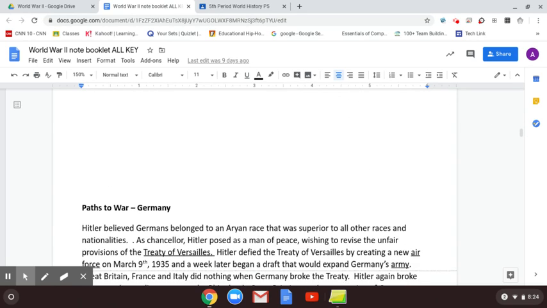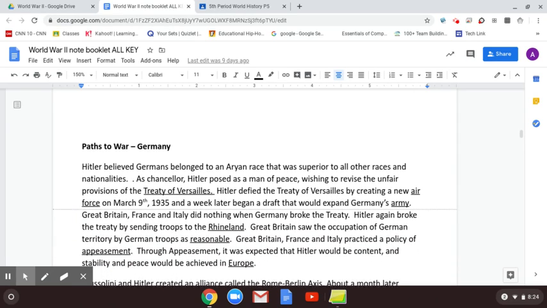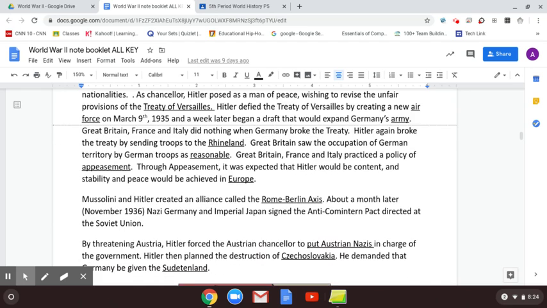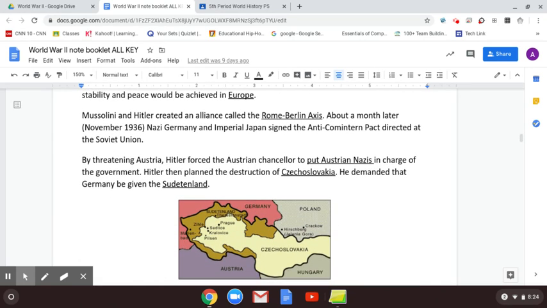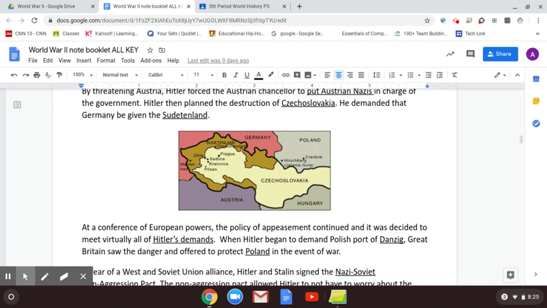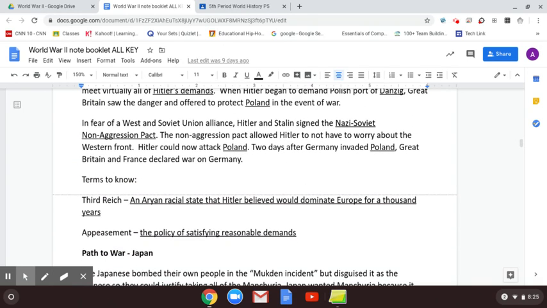We started part 2, which was all about Germany's path to war and what was going on in Germany and how they start taking a little bit more and a little bit more and a little bit more, and the rest of Europe just kind of appeasing them and letting them have these things in the name of hopefully not starting another war, which we know that did not work out.